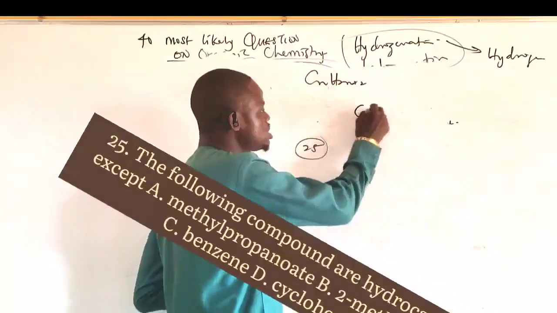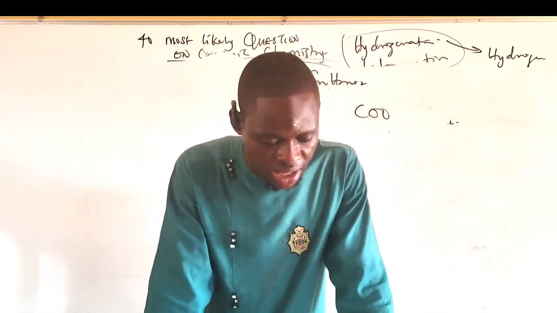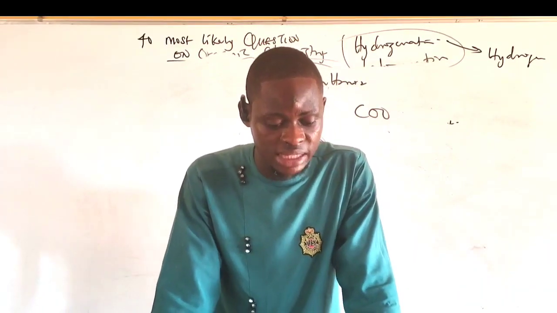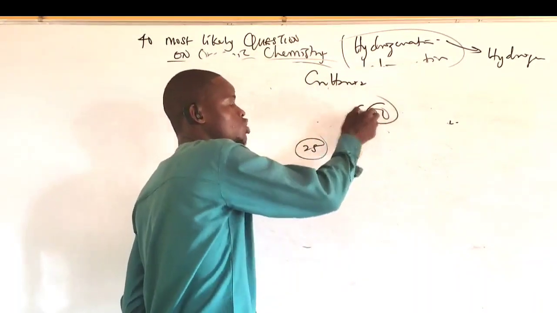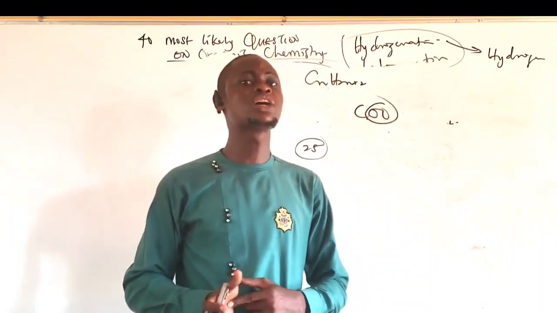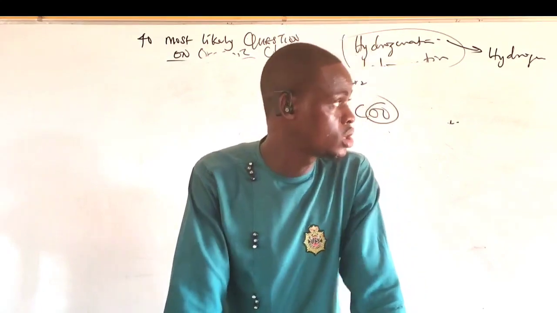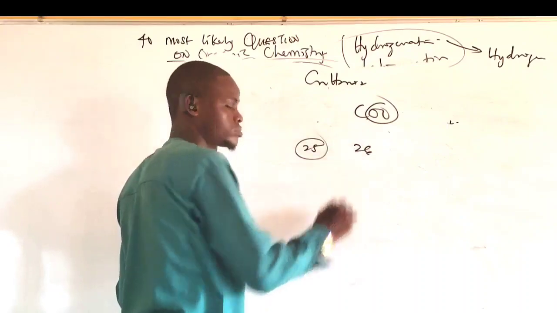Propanoates will have COO. Option B, 2-methylbutane. Option C, benzene. Option D, cyclohexane. Our answer to that is what? Methylpropanoate, because of the presence of what? The oxygen that is there. So methylpropanoate is not a hydrocarbon because of the presence of the oxygen. So let's take a look at question 26.